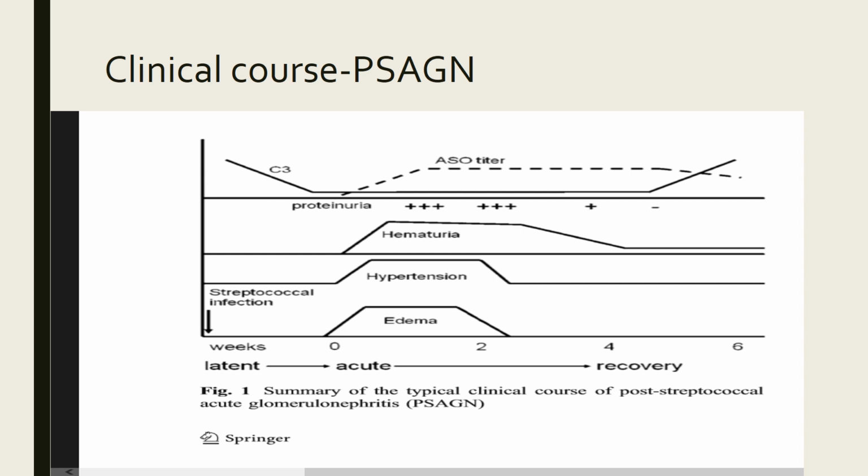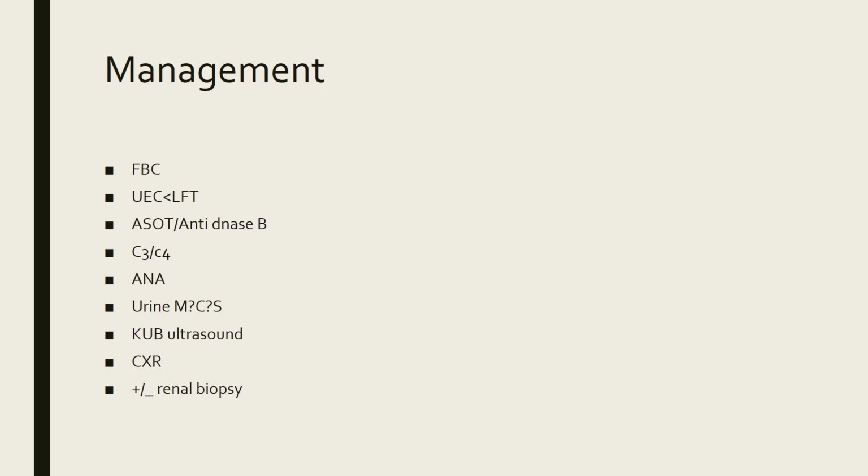Take note of the topmost graph, which is showing us the drop in C3, such that by the time patients are presenting to us, about 90% of them will have a decreased C3. And then we see that rise in the ASOT titers, all features of the post-strep glomerulonephritis.